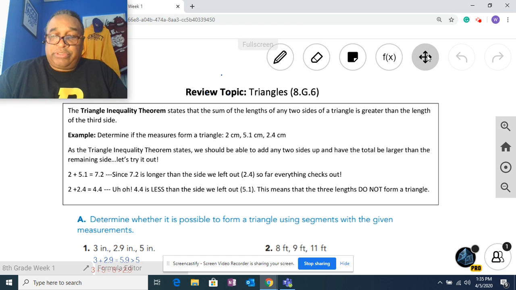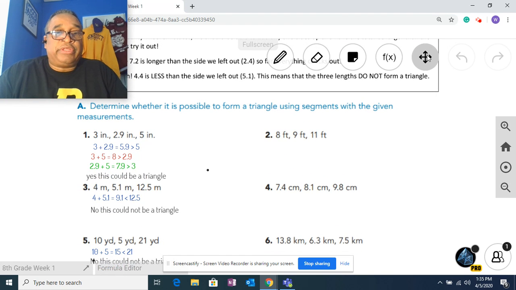On our page, let me go down here, and I've already actually begun to work these out. You can see here in number one, we have one side that's 3 inches, another side 2.9 inches, another side that's 5 inches. So what I did, I took 3 plus 2.9, that equals 5.9. Remember, this little symbol right there means greater than or less than. That means 5.9 is greater than 5. So that side works.